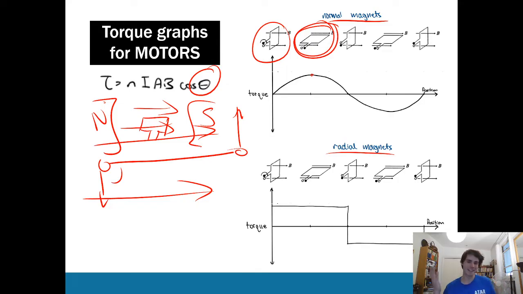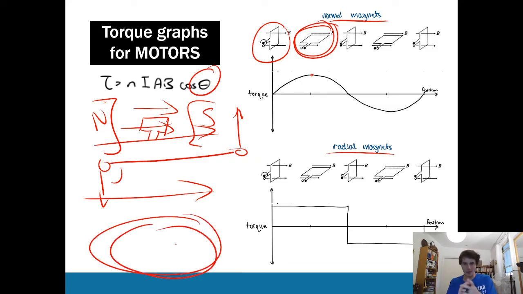The other thing I wanted to point out is that this can change if you've got radial magnets. This is the kind of thing that you would encounter in, say, an AC induction motor, where you've got magnets the entire way around your magnetic field. So the magnetic field is constant in magnitude the full way around. Basically, it's not changing wherever you are.